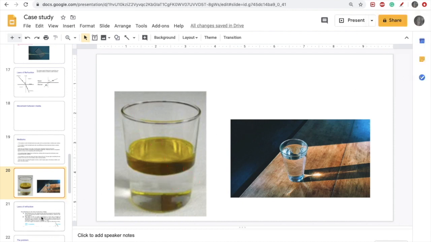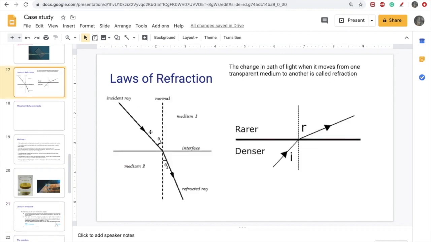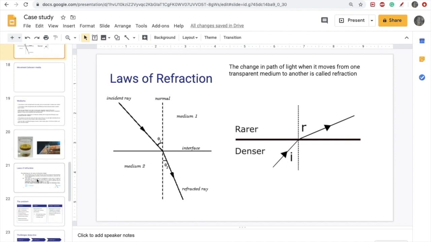Now let us look at the laws of refraction. The first law is that the incident ray, the refracted ray and the normal to the interface of the two transparent media at the point of incidence all lie in the same plane. This is very similar to the second law of reflection. It is very easy. Again, incident ray, normal and refracted ray at the point of incidence all lie in the same plane, which means we can draw all this on a sheet of paper. Pretty simple.